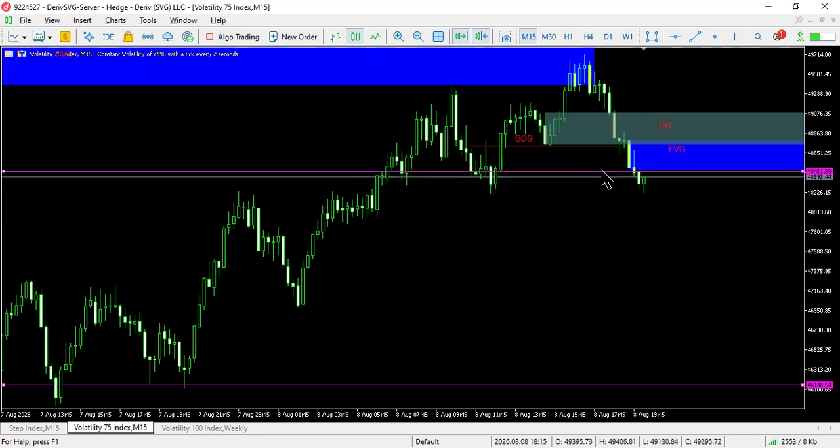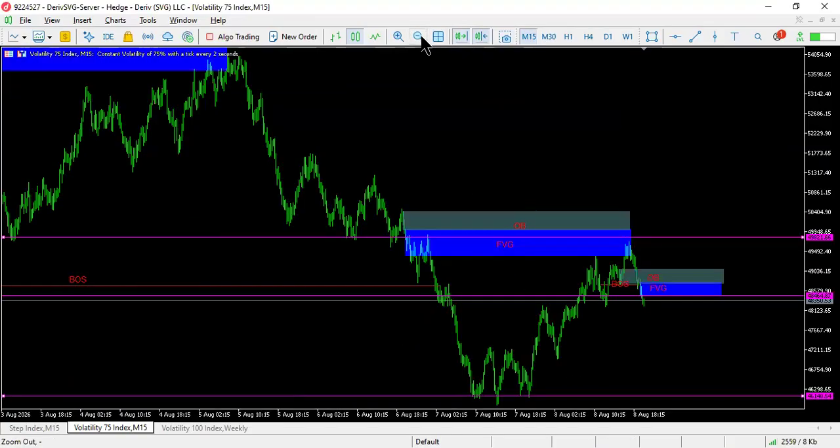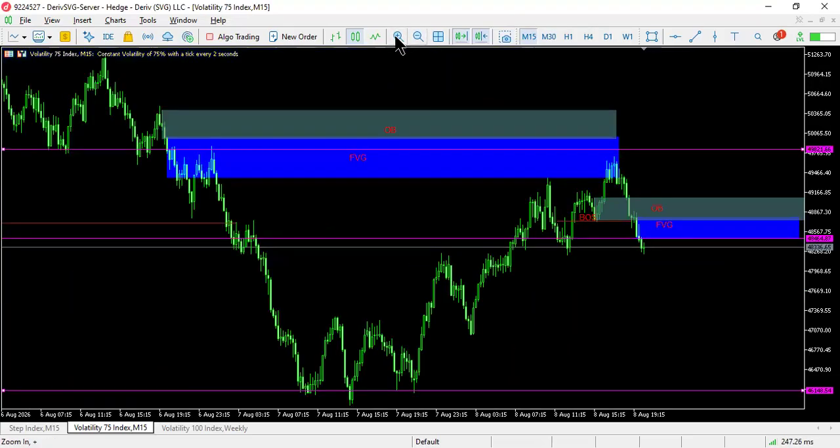Go ahead and place a sell limit on VIX 75 with your entry price at 48464.87, stop loss at 49821.66, and your first take profit at 46148.54, and always apply proper risk management.